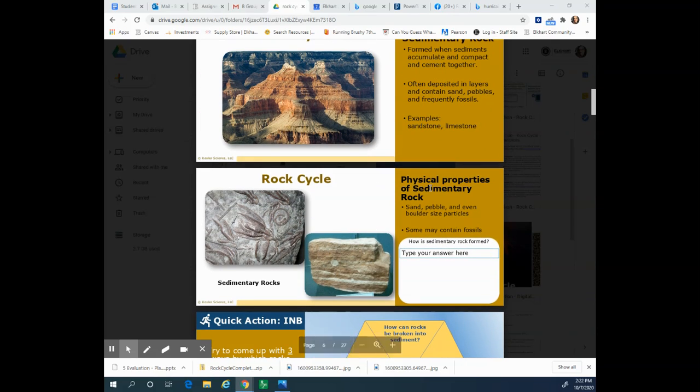Physical properties of sedimentary rock. You have sand, you have pebbles, and even boulder-sized particles. Some may even contain fossils. For example, you see here, there are fossils in here. Okay, how is sedimentary rock formed? I want you to give me a sentence and make sure that you pay attention to this previous slide and this information to answer this question.